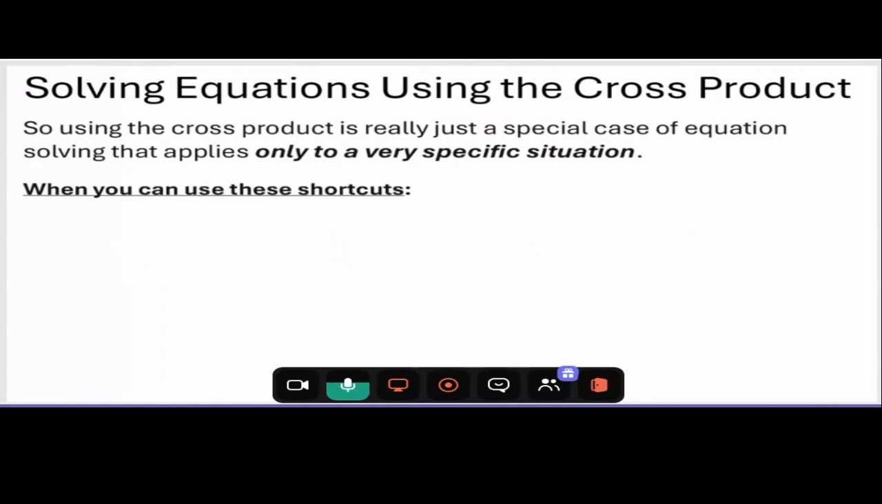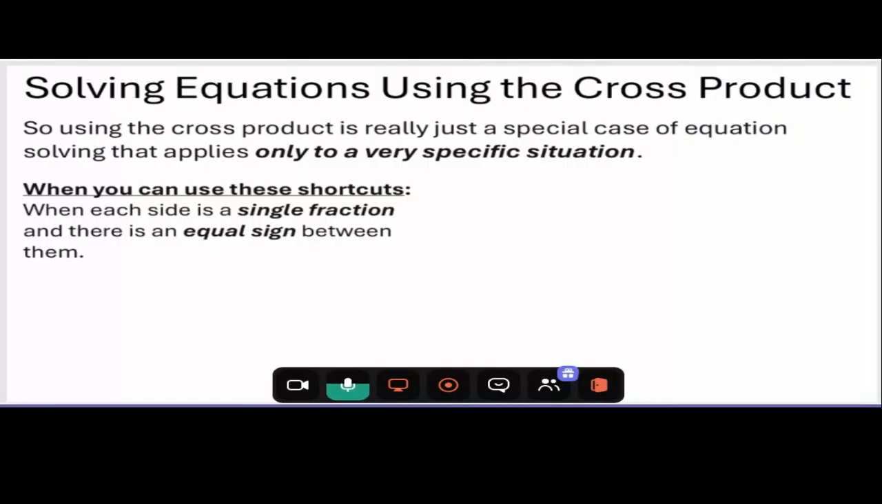So we've got some examples here. When can you use the shortcut that we just figured out? A single fraction on each side of an equal sign. So here are some examples of places where you can use the cross product shortcut. One fraction equals another fraction. One fraction equals another fraction. One fraction equals another fraction. Those are 3 situations where you could use the cross product shortcut.